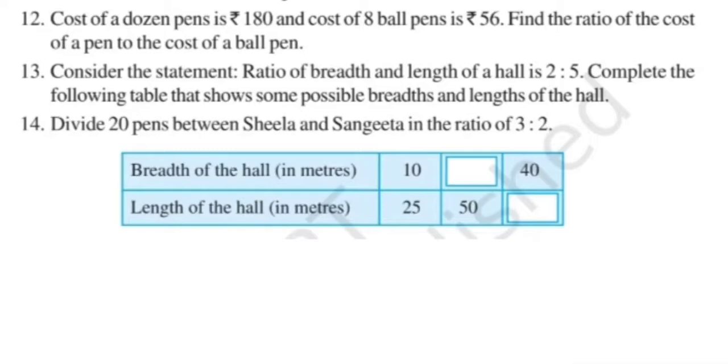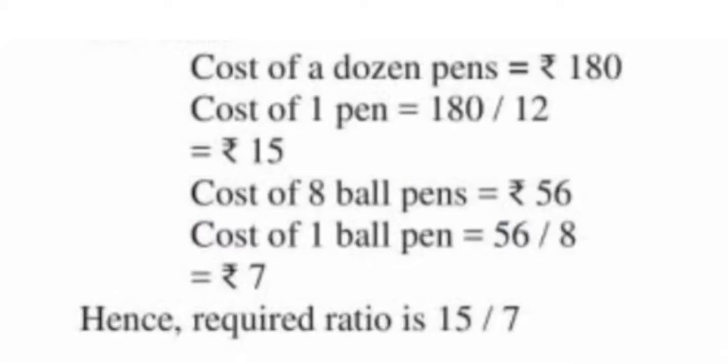Now see question number 12. The cost of a dozen pens is rupees 180 and the cost of 8 ball pens is rupees 56. Find the ratio of the cost of a pen to the cost of a ball pen. So see the solution. The cost of 1 dozen pens, means 12 pens, is 180 rupees. So first we will find the cost of 1 pen, which means 180 upon 12. So it will come rupees 15.